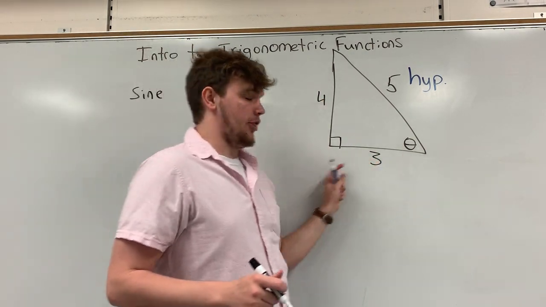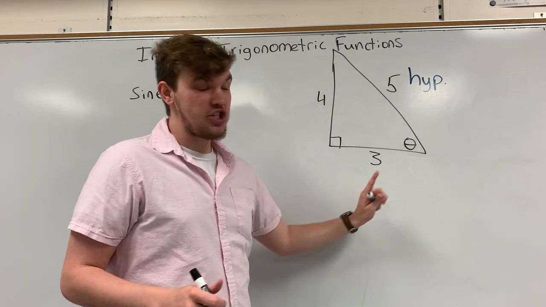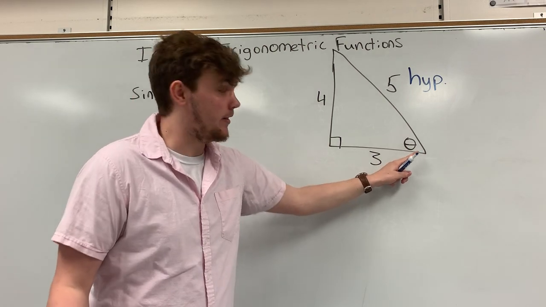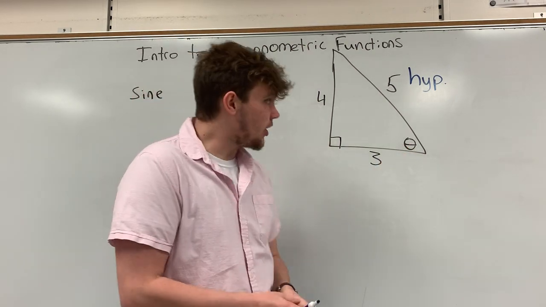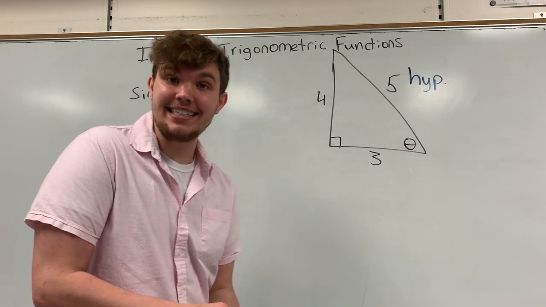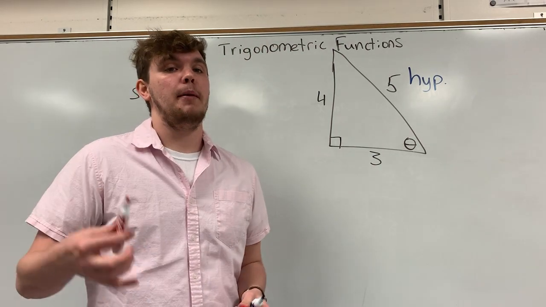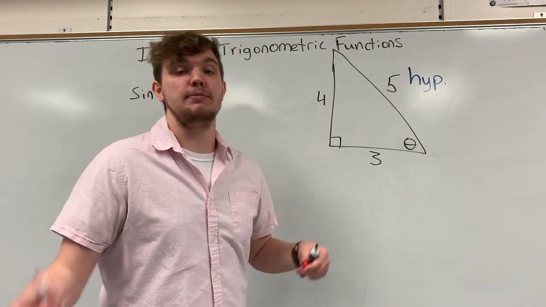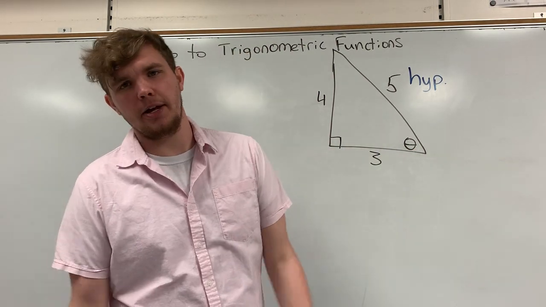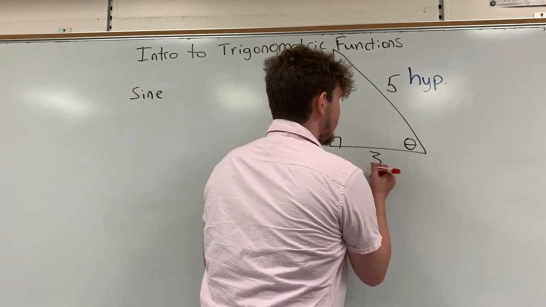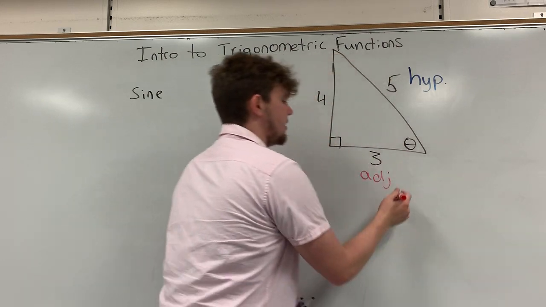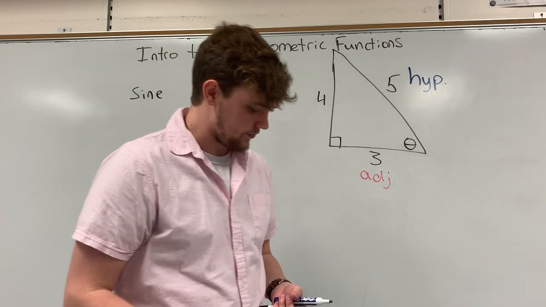This side with length 3 is touching the angle theta, right? It's one of the sides that actually makes up the angle theta. So I'm going to call this side down here the adjacent side, meaning it helps make up the angle theta. I'd really just think of it as it touches the angle theta. So this is the adjacent side, ADJ. That's how I'm going to abbreviate adjacent.